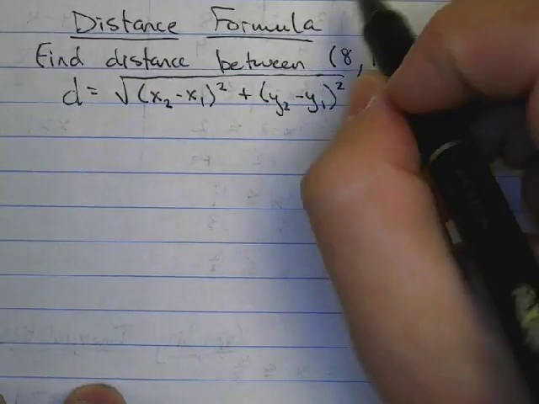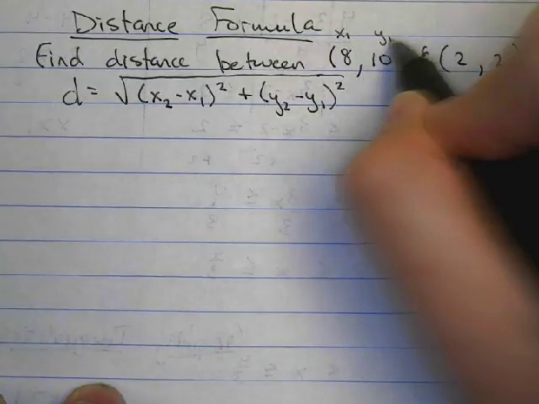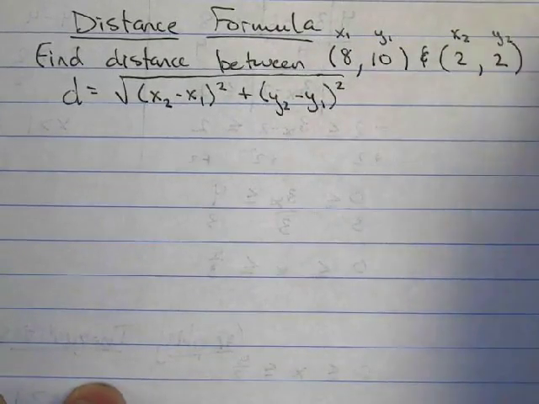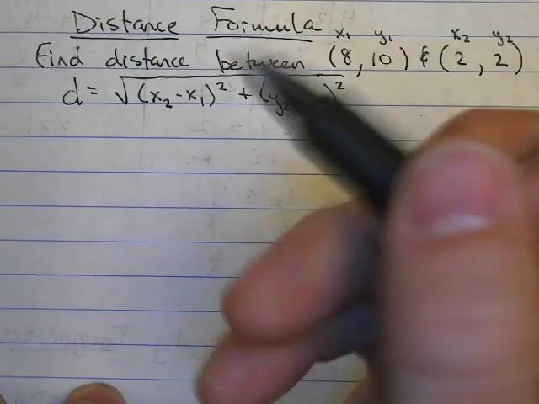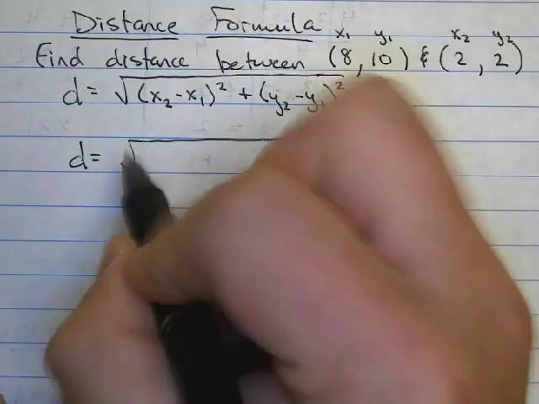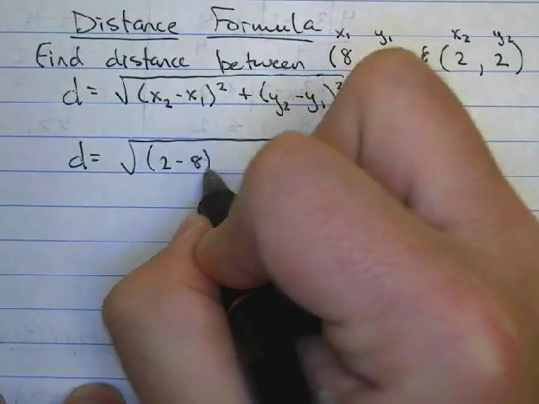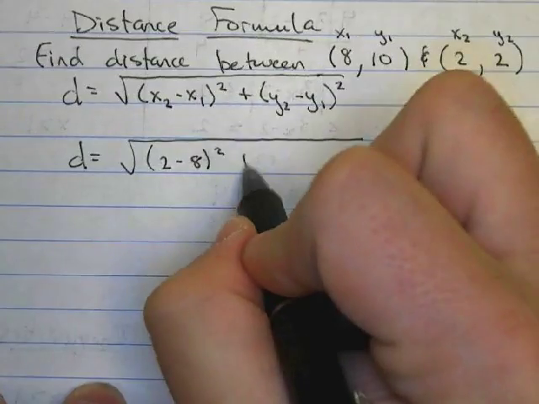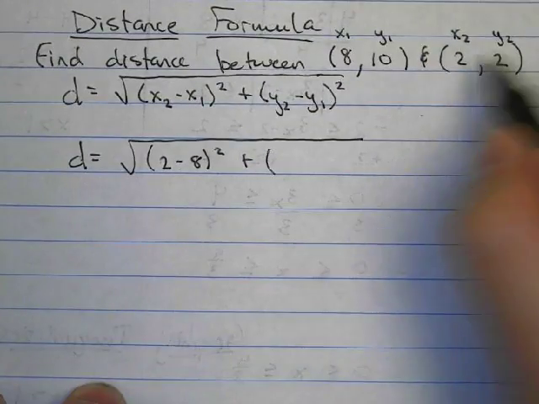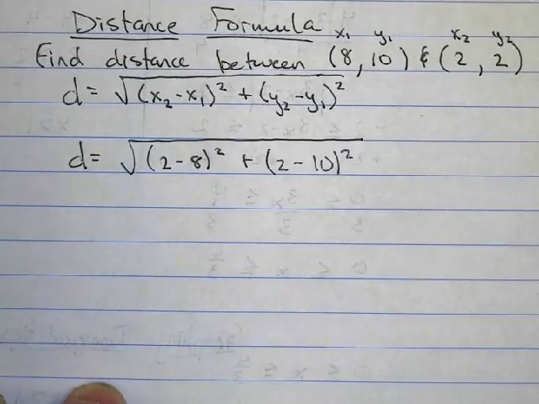So first let's go ahead and label to help us plug in. There's my x1, y1, x2, y2. So now with everything labeled, it's really easy to plug in. So I have my distance is equal to the square root. Open my parentheses, x2 is 2, minus x1 which is 8. Then I'll square that, plus y2 is 2 minus y1 which is 10, and then I'll square that.